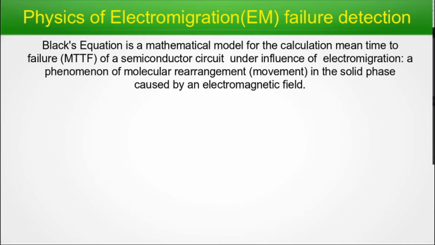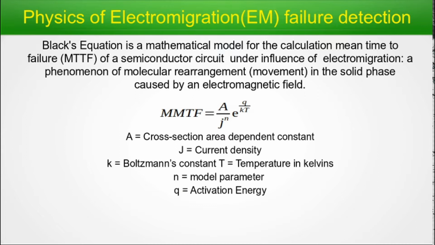This predictability comes from Black's equation. Black's equation is a mathematical model for calculation of mean time to failure of any semiconductor circuit under the influence of electromigration. This is the mathematical form we can see on the screen, and these are the components of that equation. Black's equation is used to predict the mean time to failure for electromigration.